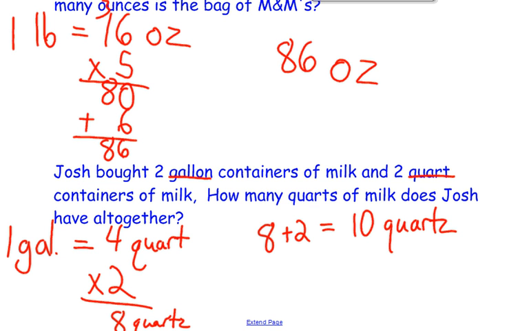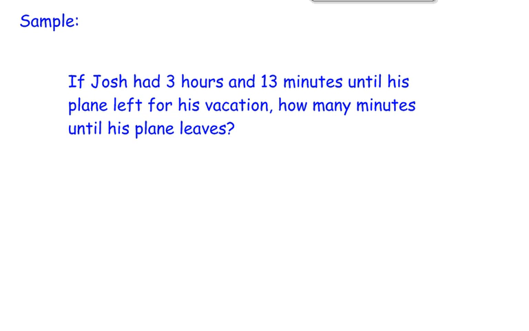So here are 4 different examples of how to change mixed measures into one equal measure. I'll leave you with this sample problem. This one's going to work with time this time. One more difference: converting hours to minutes, it looks like, in this problem. And that is lesson 47.